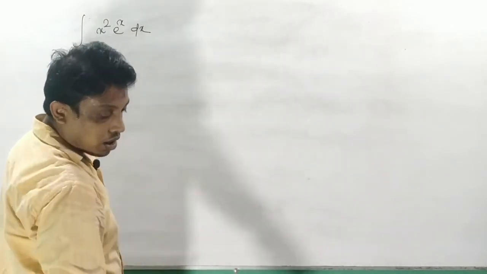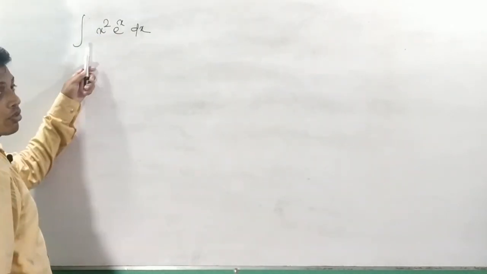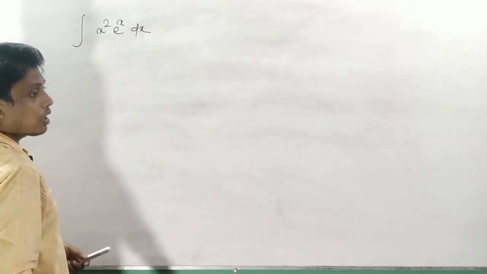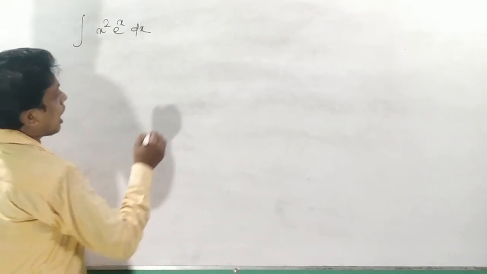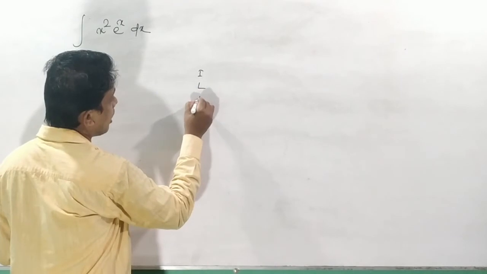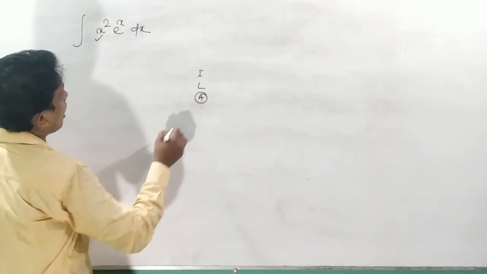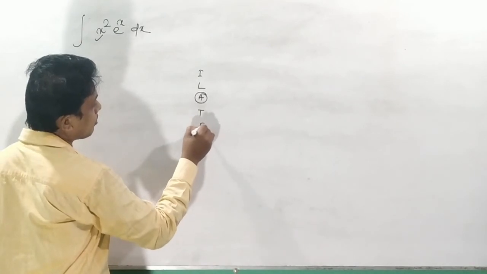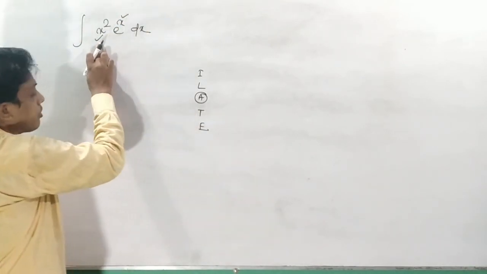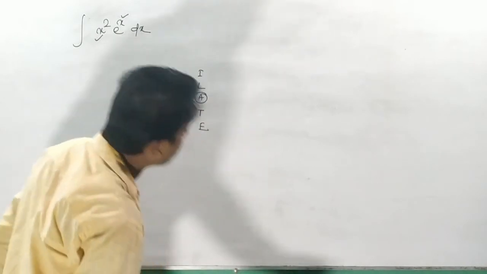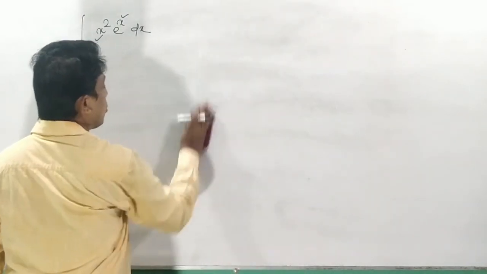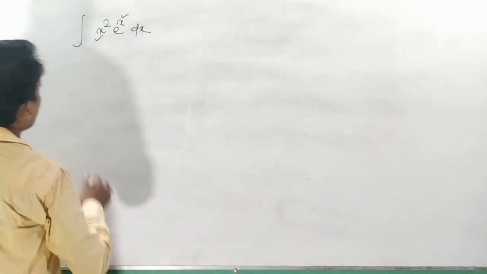Now x square is what type of function? The algebraic function. E to the power x is your exponential function. So in ILATE, algebraic is the first function. This is your x square, and then exponential is your second function. So this is the first function and this is the second function. So apply the by parts rule.